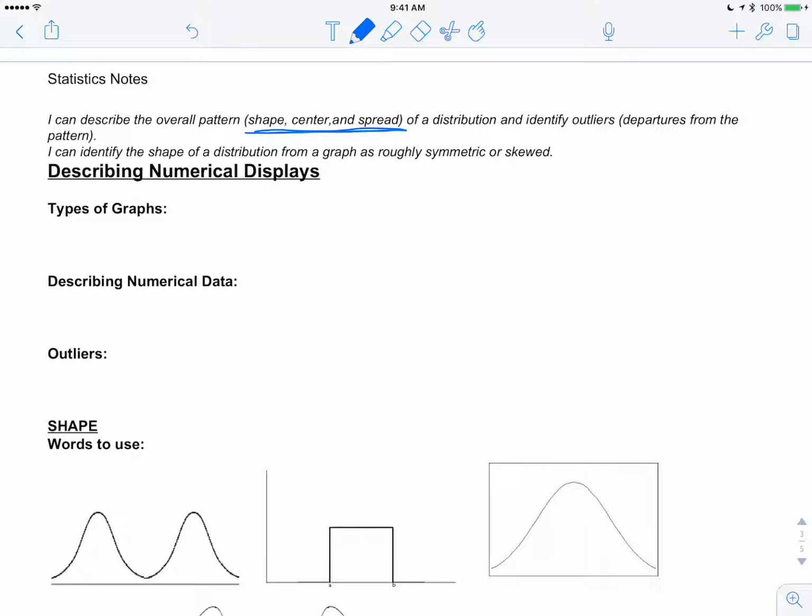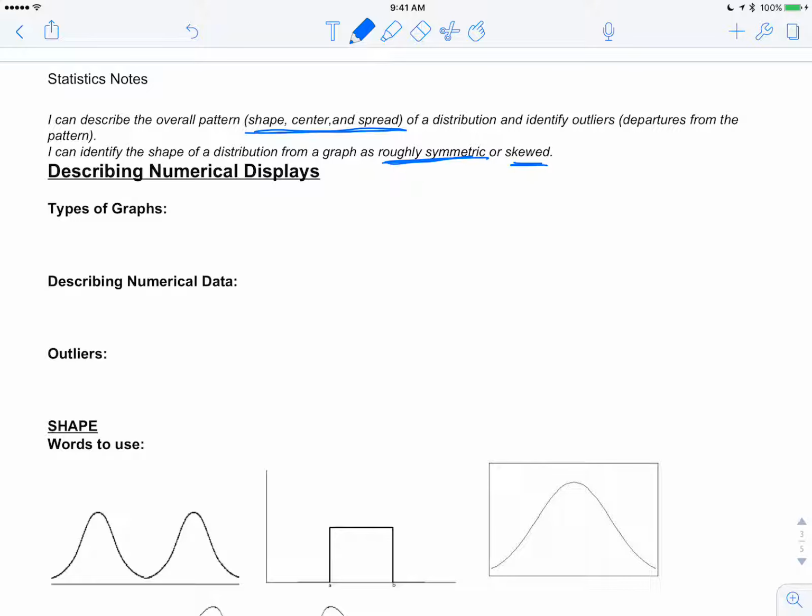It's something you're always going to be looking at. It's akin to Algebra 1 where we did domain, range, and intervals every single time, no matter what the graph was. It's going to be the exact same thing here. Second, identify the shape of a distribution from a graph as roughly symmetric or skewed. What's the difference between roughly symmetric or skewed? We're going to talk about that as well.